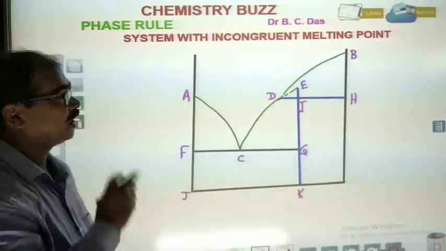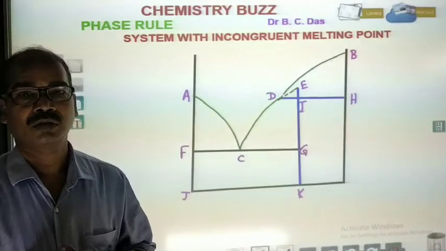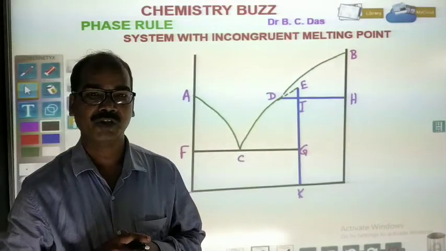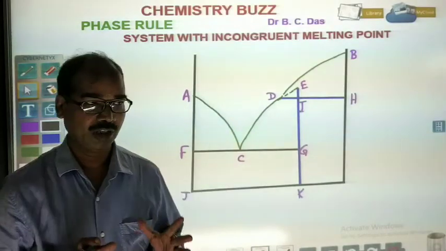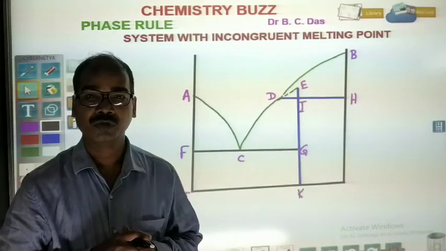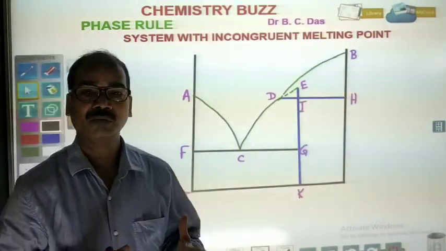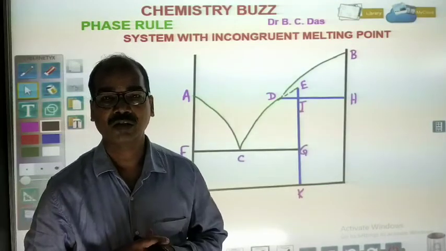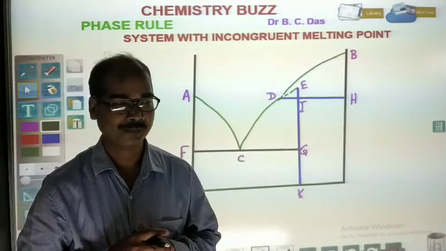Today I will discuss systems with incongruent melting points. In the last video, I discussed the system with a congruent melting point, and we studied the ferric chloride water system. So, for systems exhibiting incongruent melting point, we are continuing with the two component system.